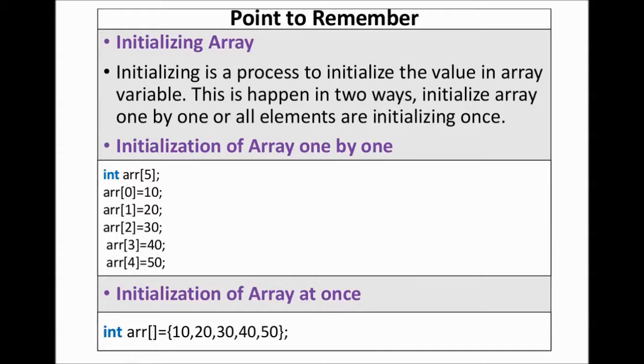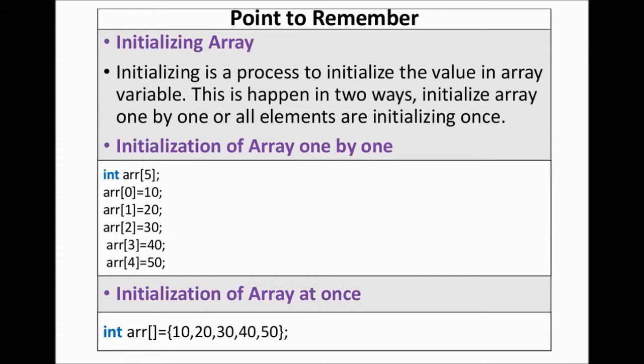So here are some points to be remembered. Initializing array. Initializing is a process to initialize the value in an array variable. This happens in two ways: initialize the array one by one, or all elements are initialized at once.